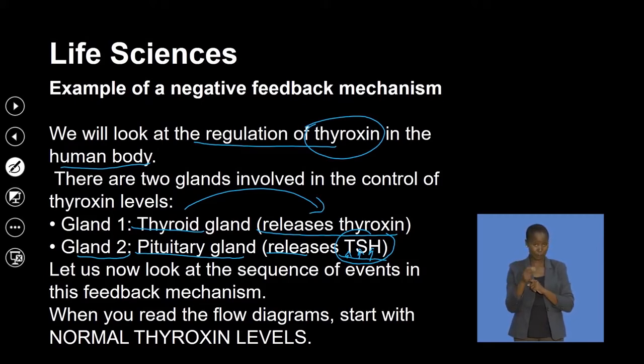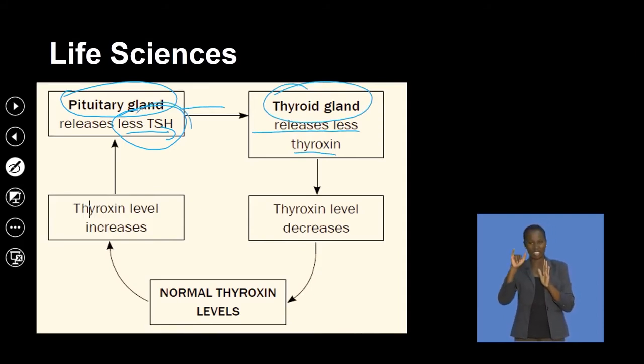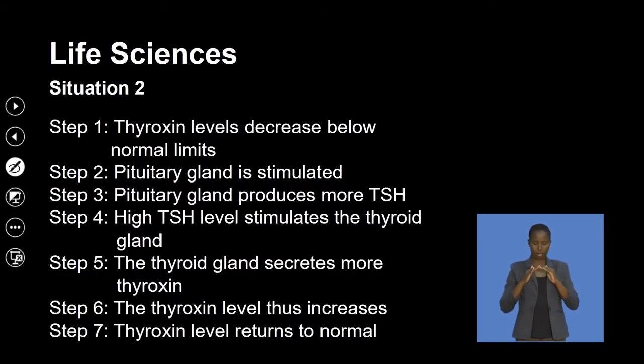Now, let's look at this in an illustration on the next slide. As I said, you have the pituitary gland that releases TSH. When there is less TSH, it sends out less thyroxine. So the thyroid gland produces less thyroxine because there is less TSH. This would mean that the thyroxine levels tend to decrease. And that will bring the thyroxine levels back to normal. When the thyroxine levels are too low, let's look at the next slide.